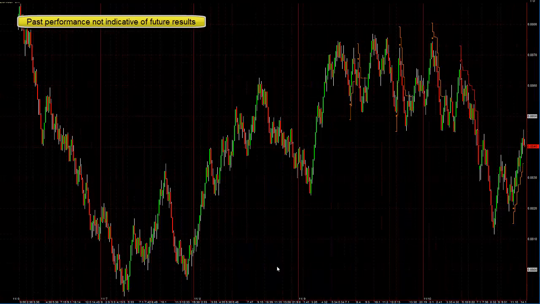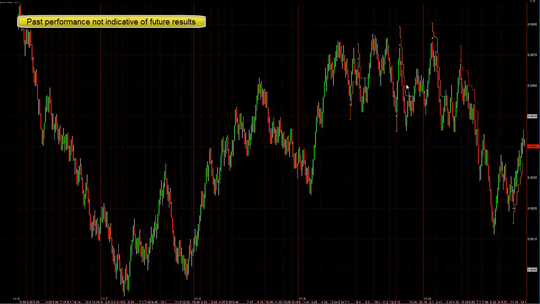And here is the euro pound. The market was kind of choppy here, but small win, small win, small win, small win, nice 10 pip win, 15, 25 pip win, and another 15 pip win here at the end.